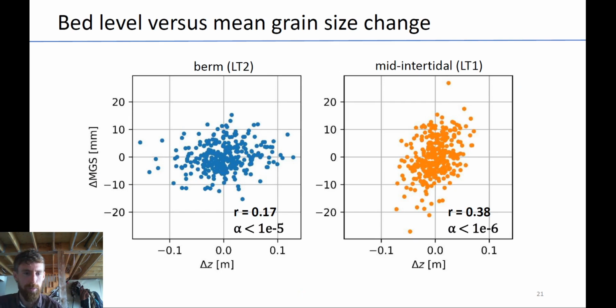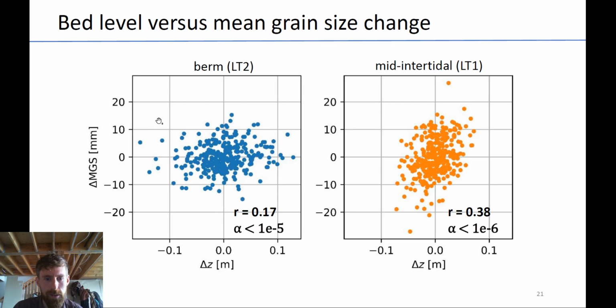So here are scatter plots of the change in mean grain size versus the change in bed elevation associated with each of those transects, spanning the entire experiment. Here on the left we have data from that berm transect. We're looking at change in mean grain size and change in bed level from one tide to the next, so at one station the change corresponds to a single point.